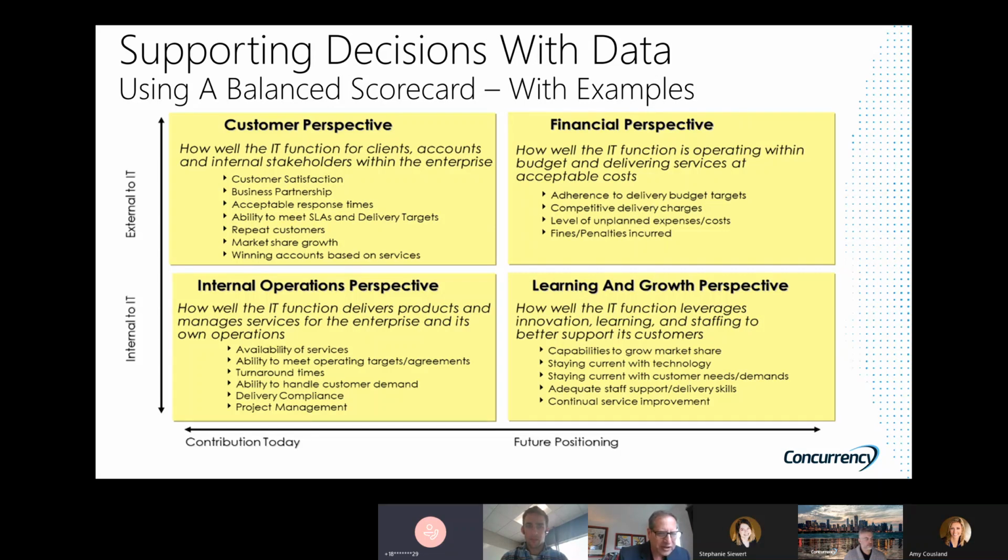So this is a good example of a way to just kind of balance out the metrics that you have to help get an overall picture of how well your services are really operating.